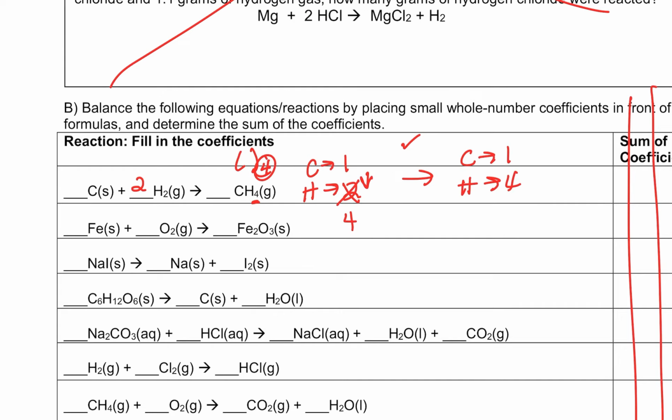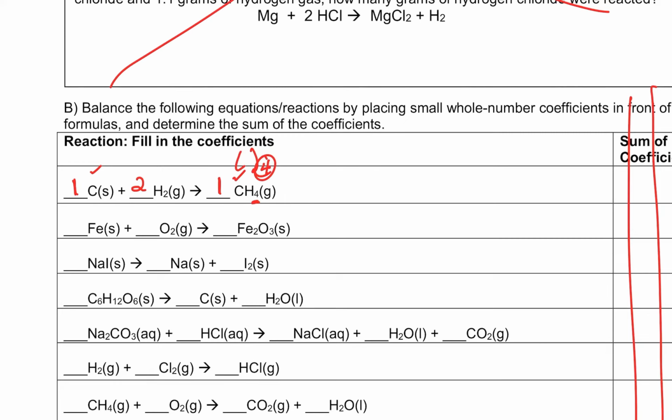And you can just double check it. So here I have 1 carbon, that checks off. Here I have 1 carbon. Here I have 4 hydrogens, here I have 4 hydrogens. If you want, you can put a 1 here, but it's not necessary. Okay, I'm going to erase this so we have some more space, and we'll do a couple more problems.